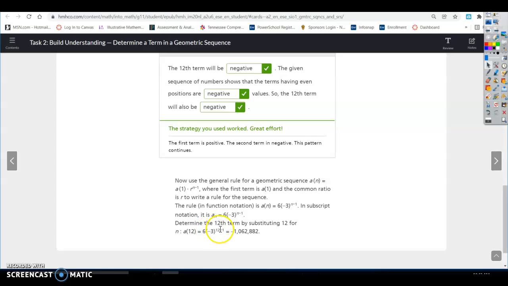If you want to determine the 12th term, all you have to do is substitute 12 for n. Okay, so 12 minus 1 would be 11. You would do negative 3 raised to the 11th power times 6. Remember, you always do order of operations, and you can determine that your 12th term would be negative 1,062,882. All right, that's all for task 2. If you have any questions, let me know.